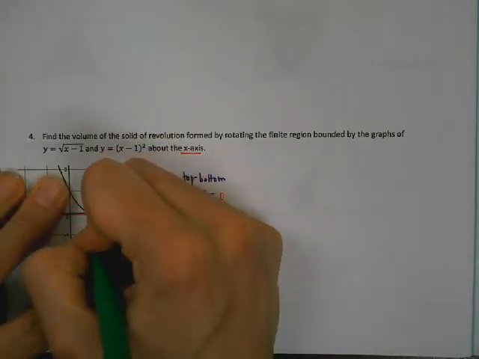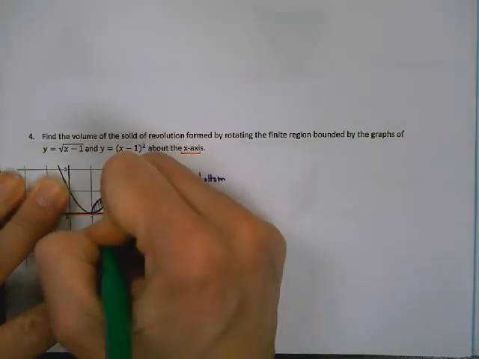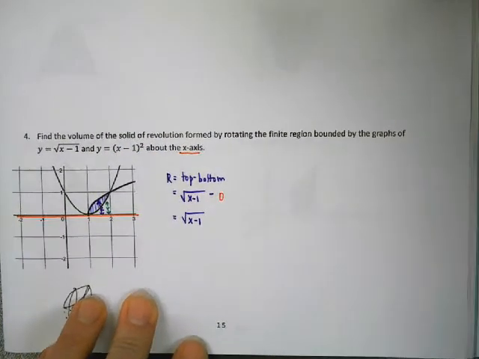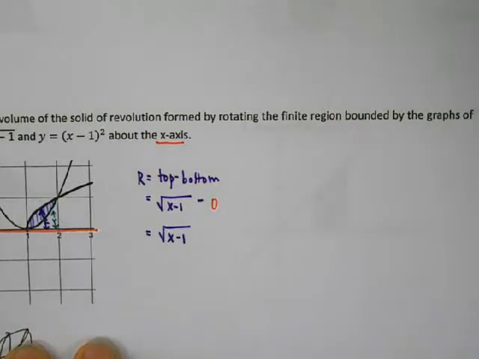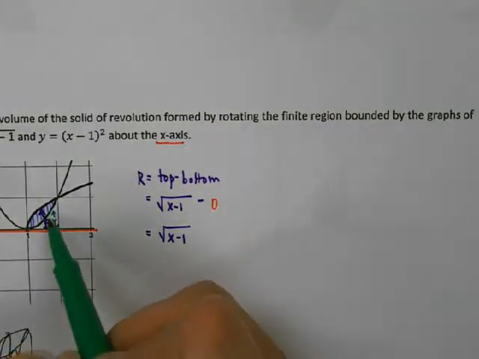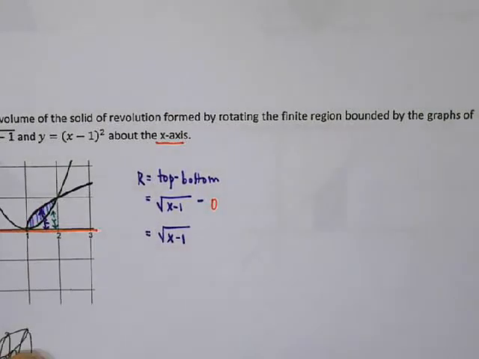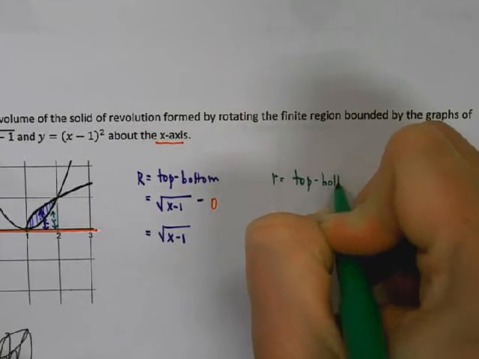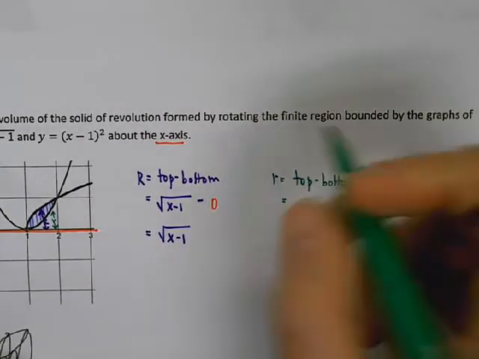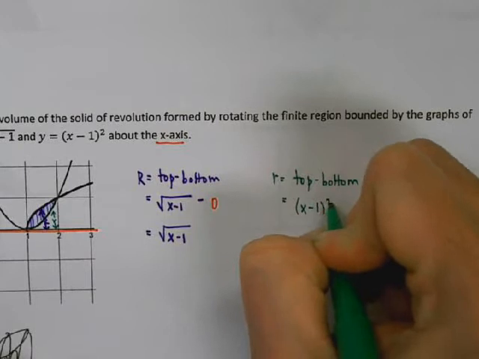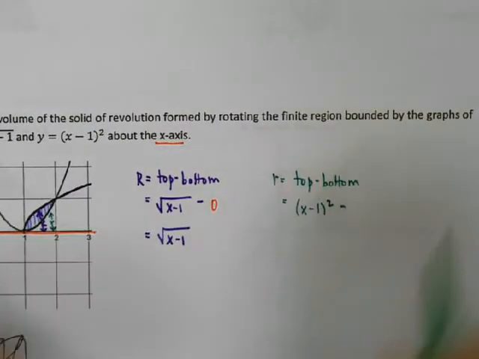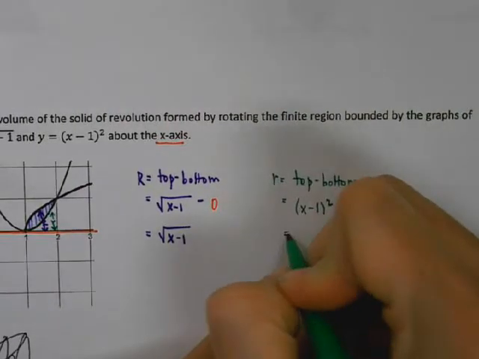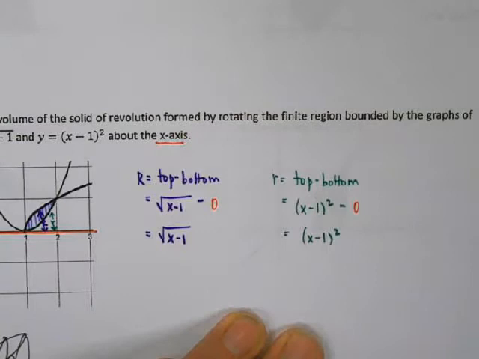My little r now is between the lower boundary here and the x-axis. I know that's super hard to see. I don't know if zooming it maybe makes it a little better. So my little r is between the lower curve and my axis. Again, still top minus bottom. My top here is x minus 1 quantity squared. My bottom is still the x-axis, which is 0. So I have x minus 1 quantity squared.